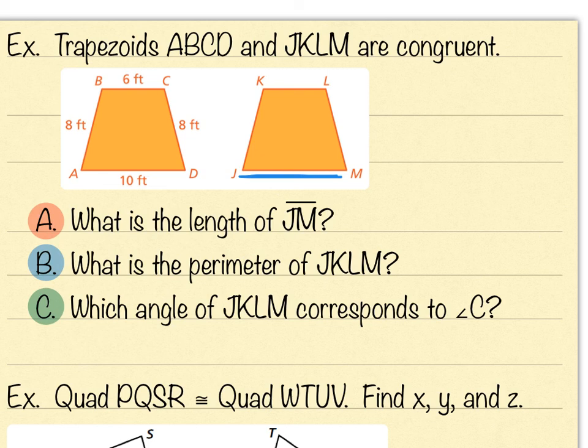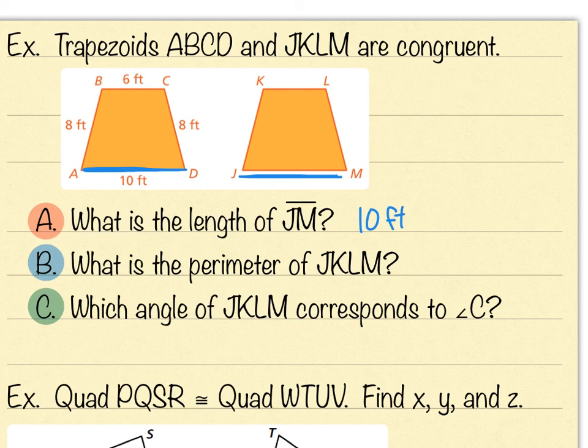And we know that JM is going to correspond with AD. They made this really easy for you. It's not even been rotated or reflected. So if AD is 10, JM is also going to be 10 feet because the corresponding side lengths are equal.